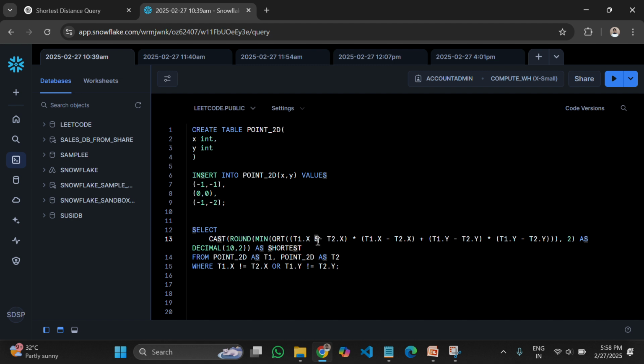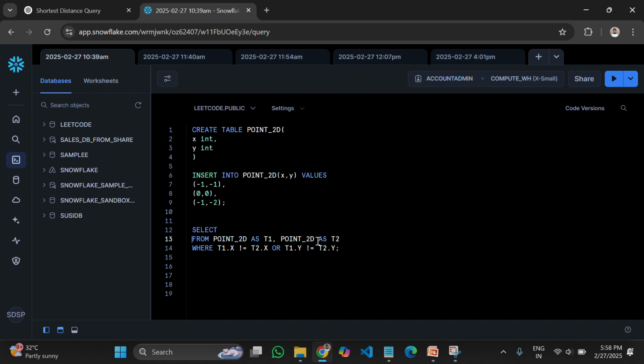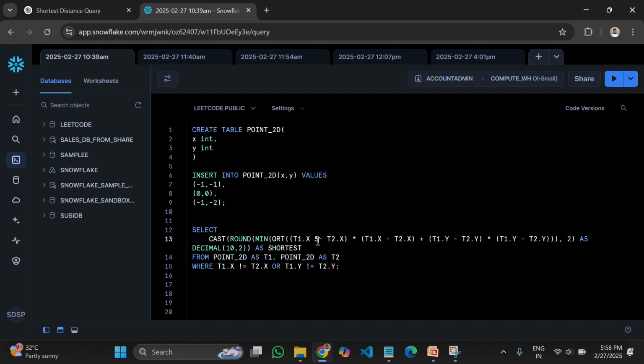And square root of T1 dot x, and this part calculates the Euclidean distance between 2 points x1, y1 and x2, y2. The formula used is: distance is equal to square root of (x1 minus x2) whole square plus (y1 minus y2) whole square, as we all know. It finds the difference between the x coordinates, squares it, does the same for the y coordinates, adds the two values and finally takes the square root to get the actual distance.